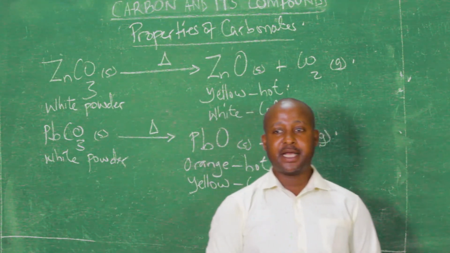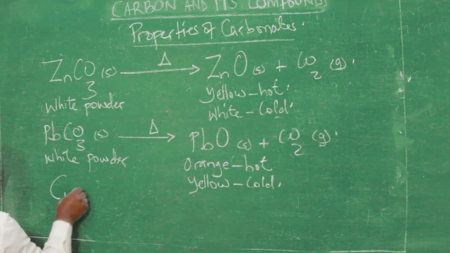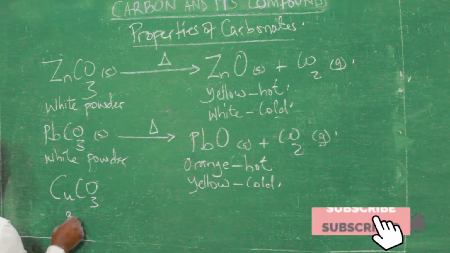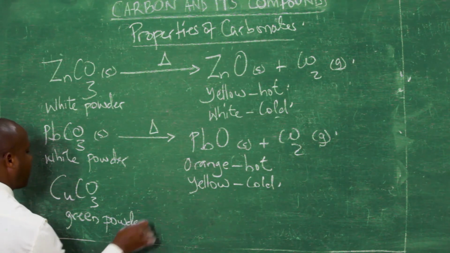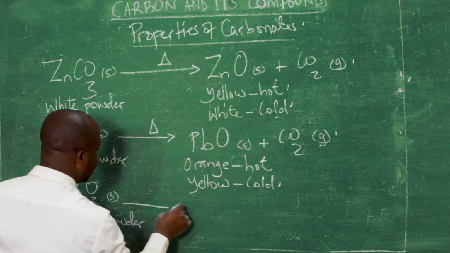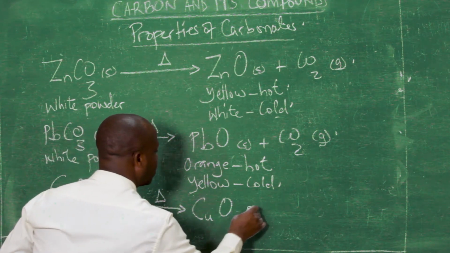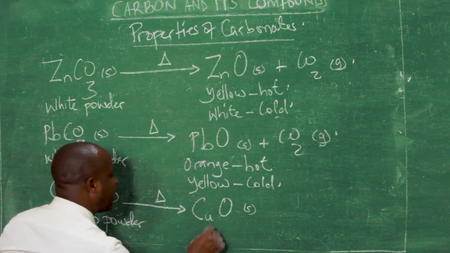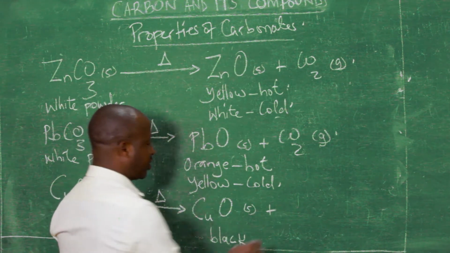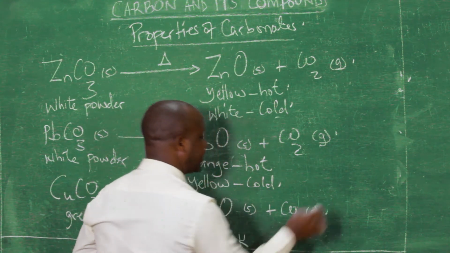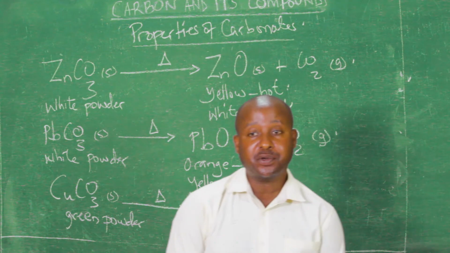Let's look at the effect of heat on copper carbonate. Copper carbonate is a green powder, and when it is affected by heat, we get copper oxide, which is black in color, and in addition we get carbon dioxide gas.